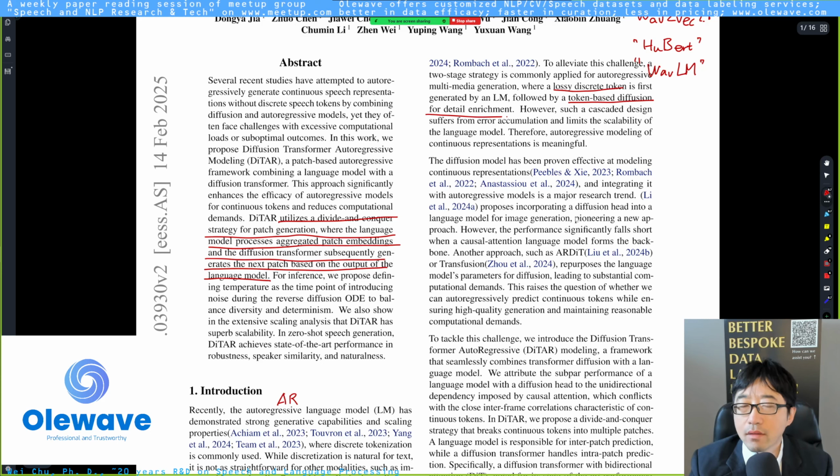They also talked about why they're using a diffusion model in this work: because it received huge success in the image generation task.